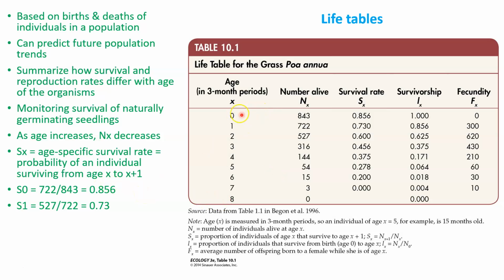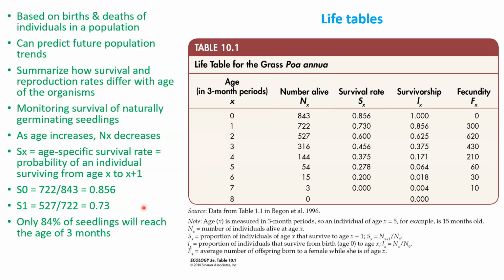The survival rate for a particular age class equals what? How many individuals in that particular age class survive into or move into the next age class. Again, how many individuals of a particular age class survive into or move into the next subsequent age class, from age X to X plus 1, right? So that's as easy as that.